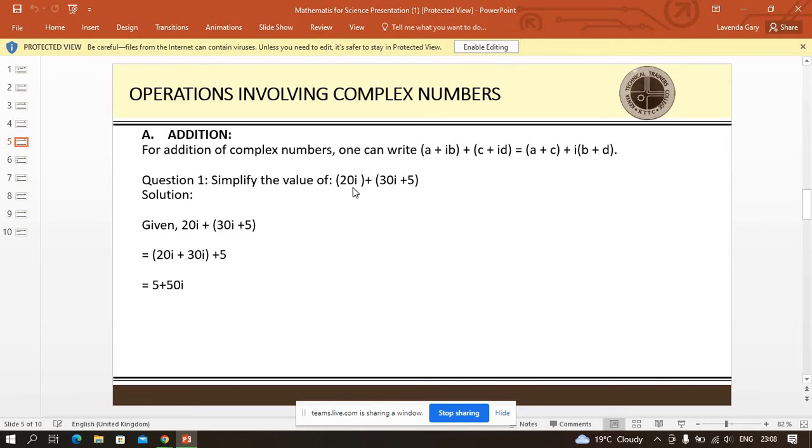Now what will be the answer, Vivian? What will be the answer for that operation? 20i plus 30i plus 5. If you group them, what will you get?